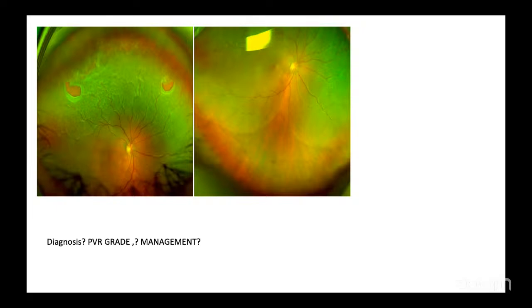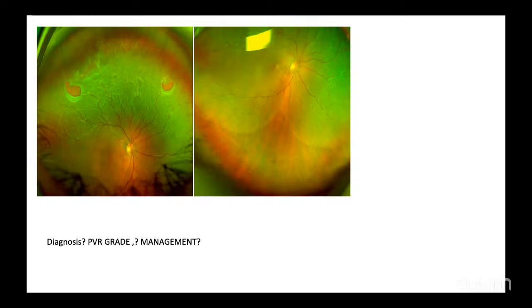Same eye, one eye only. I can see subretinal fluid filling most of the quadrants, I think. The macula is off. That is all I can see. So, what is your diagnosis? You showed horseshoe tear, macula is off. So, what is your diagnosis?